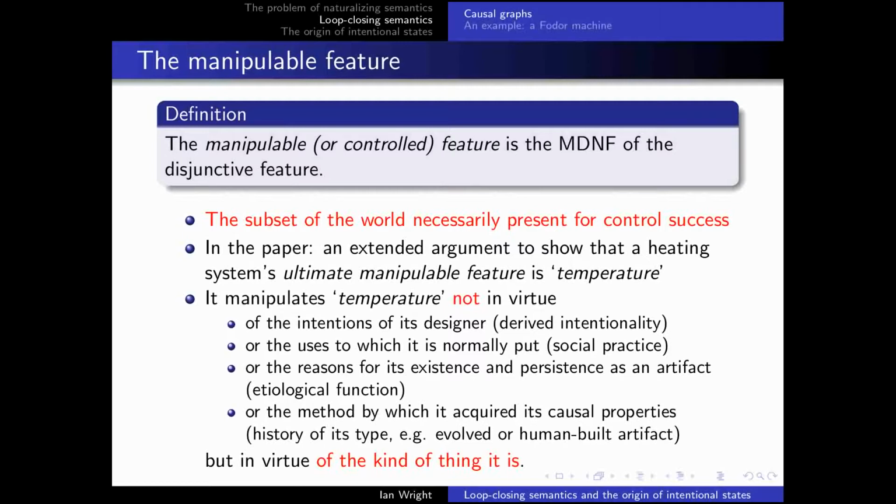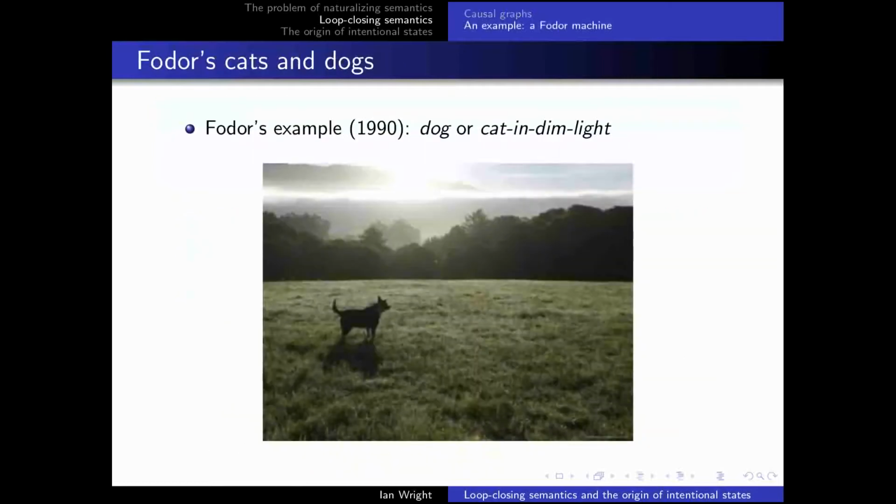So this is all rather abstract, so let's jump to an example of Fodor's. Imagine you're in a park in the evening and you see a dog. It causes the symbol dog to get instantiated in your mind. Later, another furry four-legged creature crosses your path, just like in this picture, and you also think it's a dog. But it turns out it's a cat. You were confused by the dim light.